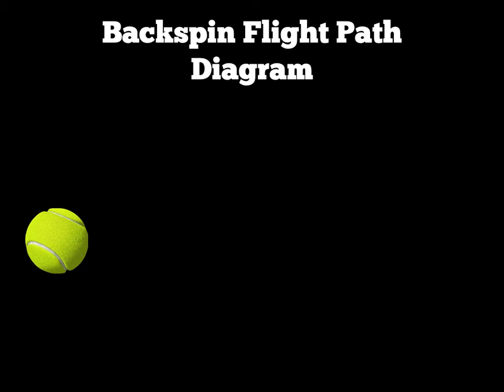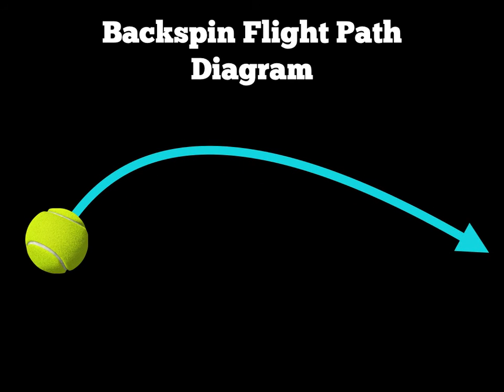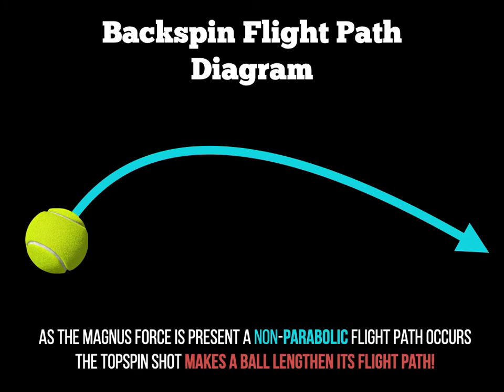Okay, finally the flight path diagram is slightly different for backspin than the topspin one. Again, draw yourself a tennis ball. This time, if I hit underneath a ball, what it will do is the ball will lengthen its flight path because it's generating a Magnus force upwards, so it's slowly lifting the ball as it's being hit with spin. And so it becomes longer in the air. It also becomes a slower ball as you hit it. Therefore, it is a non-parabolic flight path because you've got spin, and that should say backspin, apologies. The backspin shot makes a ball lengthen its flight path, so make sure you've got that right.